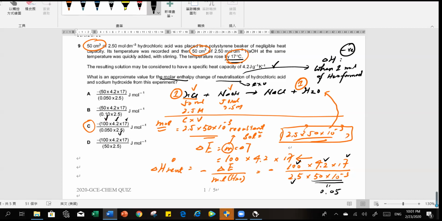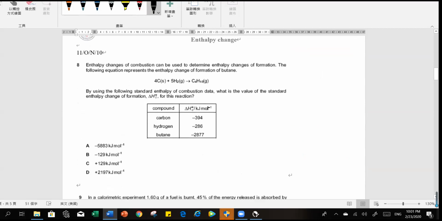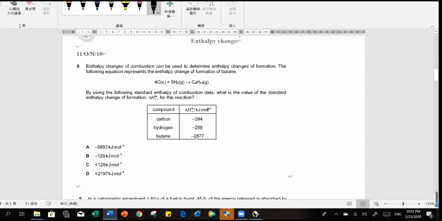Okay? Then I may break the video into two because, as I said, it cannot be longer than 15 minutes. So enthalpy change of combustion can be used to determine the enthalpy change of formation. Okay? Combustion for formation. By using the standard, what is the value of the standard? Okay, easy. This is formation.